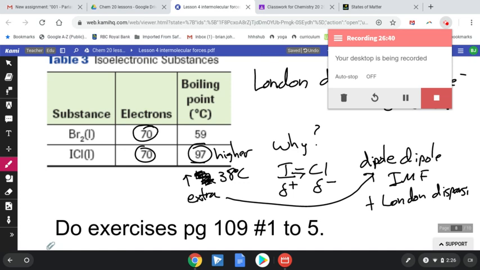They both have the same electrons. They should both be 59 degrees Celsius. The polarity of this, the permanent, so that is permanent, not temporary. London dispersion is a temporary dipole. Temporary dipole, I apologize, my printing is terrible. So because it's a permanent, stronger intermolecular force with those permanent dipoles, you get an extra 38 degrees Celsius.